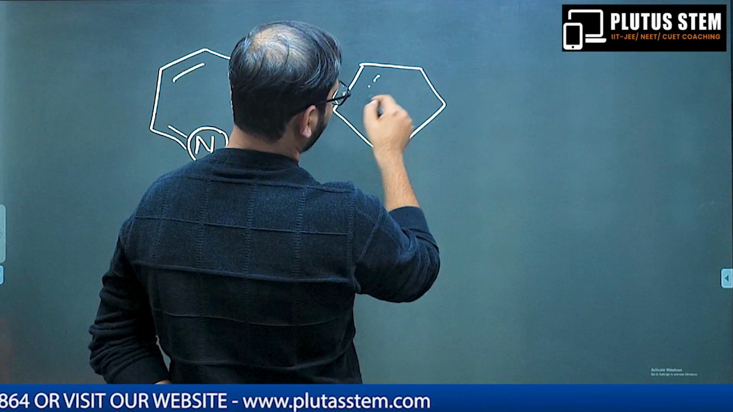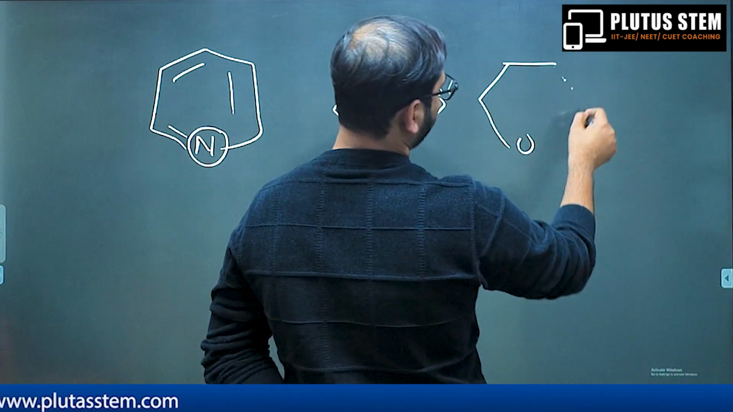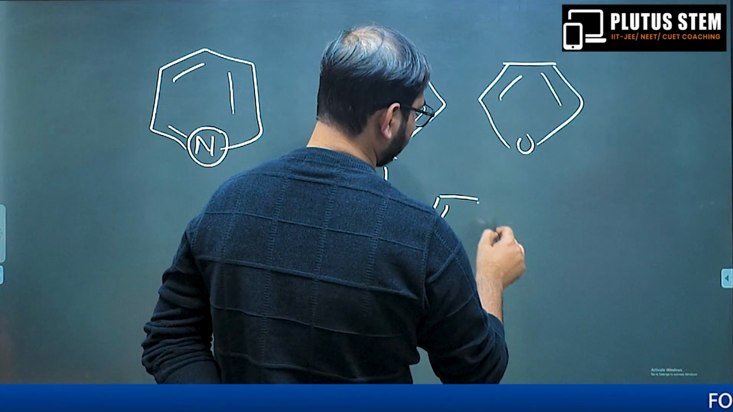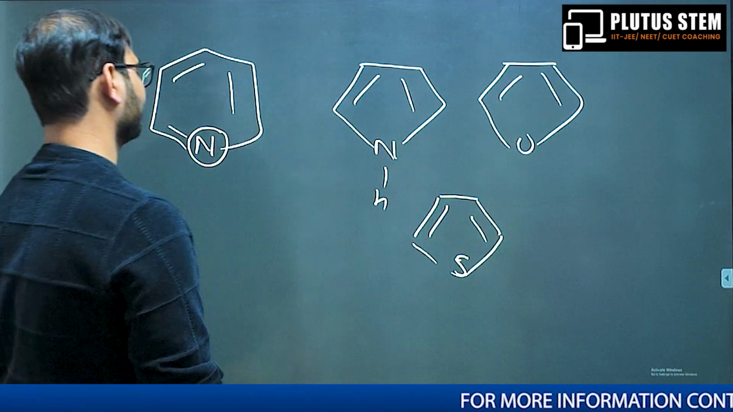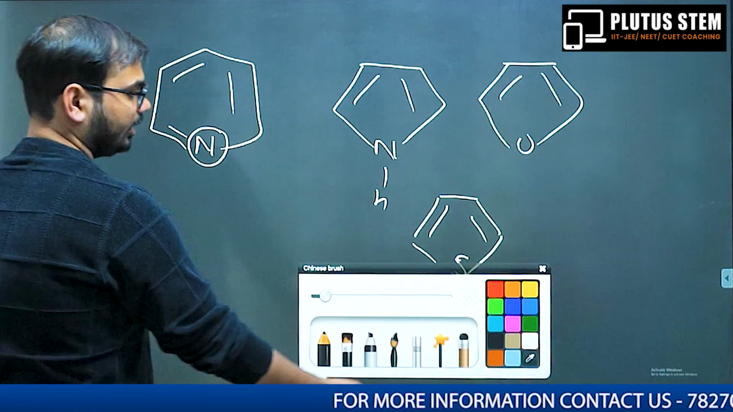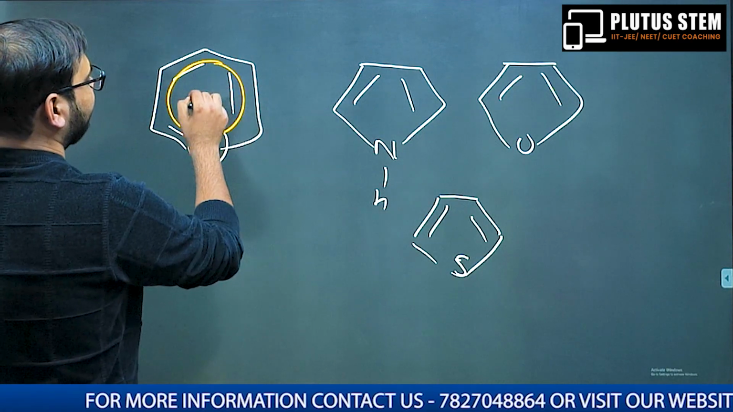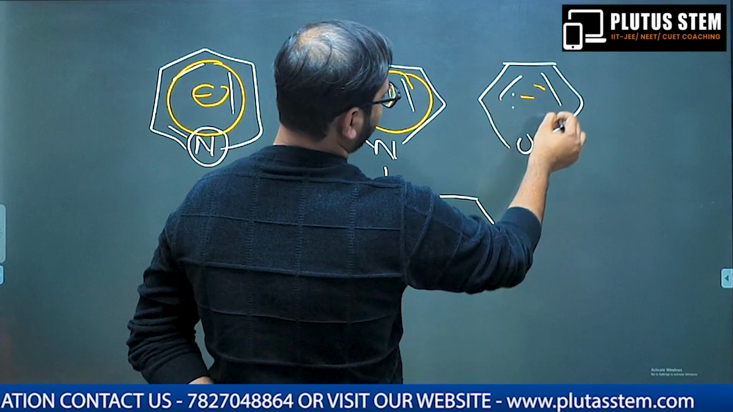pyridine, pyrroles, furan, thiophenes. These are some of the most commonly known heteroaromatic compounds. Now, in all of these compounds, one thing is common: they all contain a pi electron cloud, which is negatively charged and delocalized over the entire system.